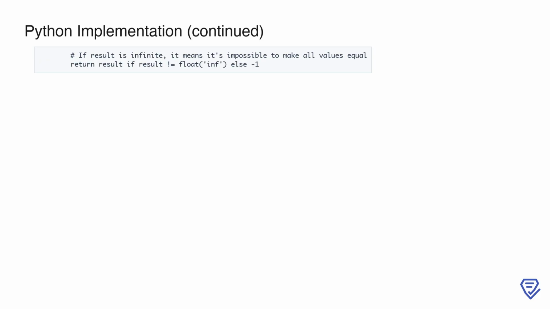If the result remains infinity, it indicates that it is impossible to align all values in either row, so we return -1. Otherwise, we return the calculated minimum rotation count as the final result.